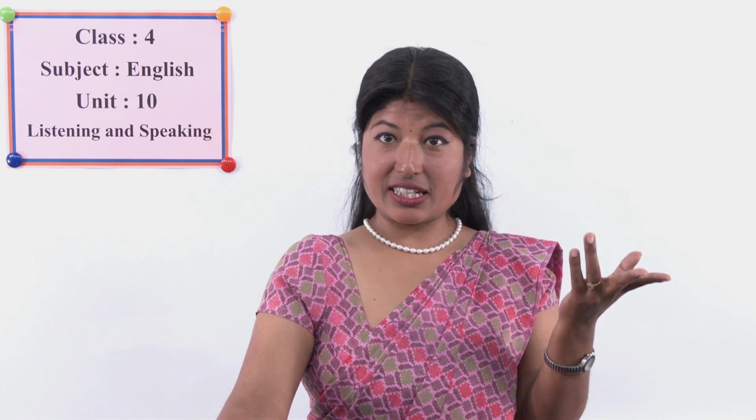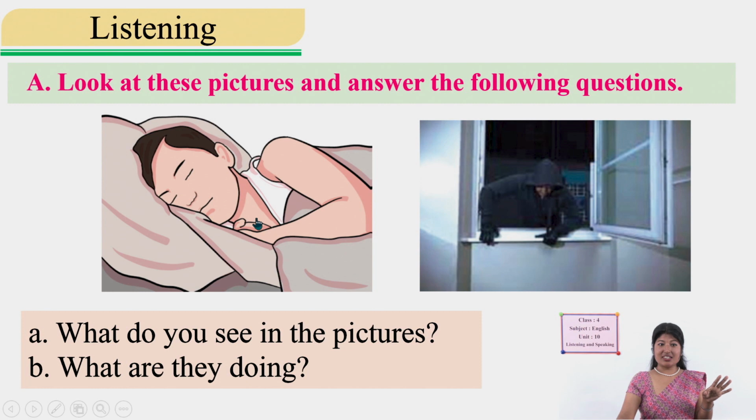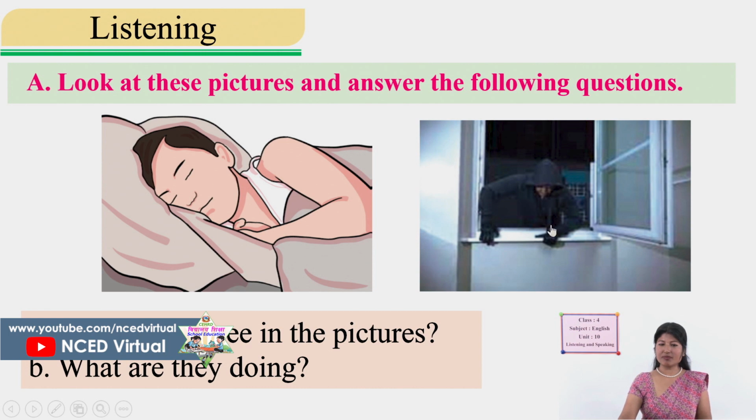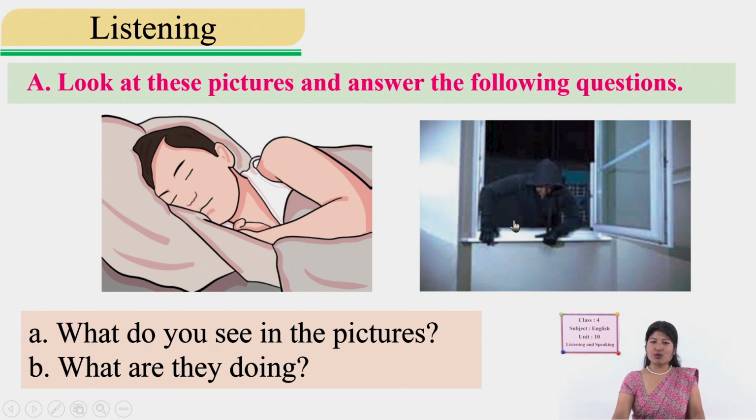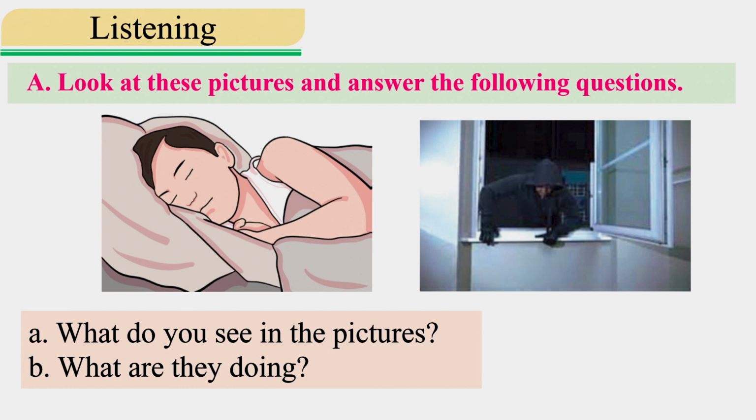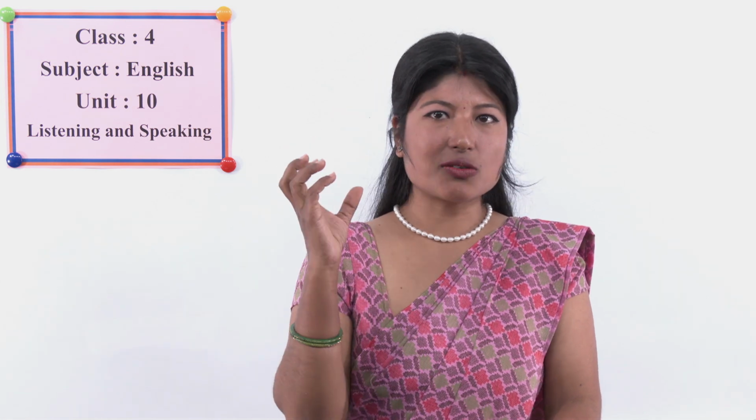So this is a lady sleeping. Her name is Emma. Emma is sleeping and there is a thief, who climbed up through the window. So we have guessed it. We are done with our pre-listening activity. Now let's move to our main activity of listening. We have already listened one time. Now what is the activity over there?